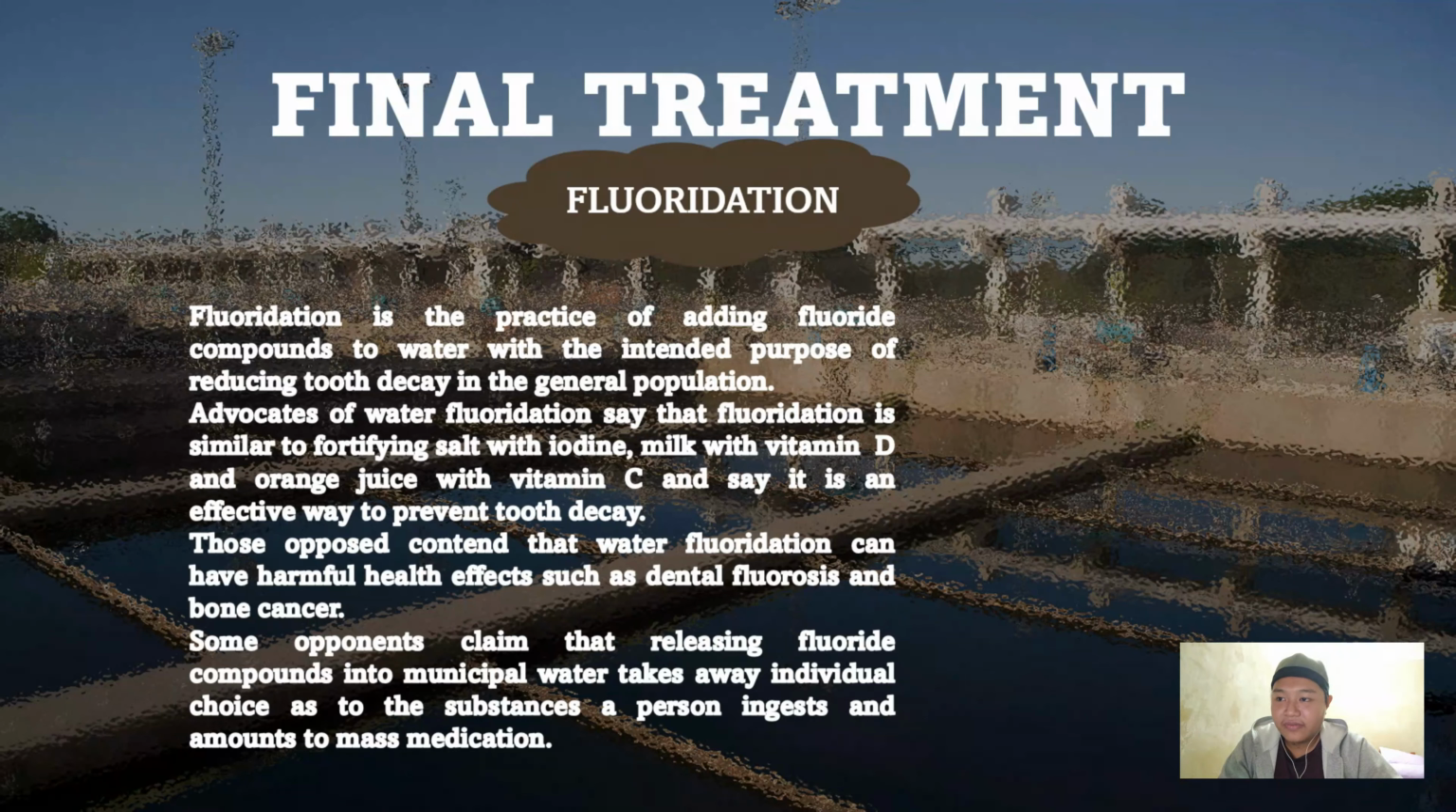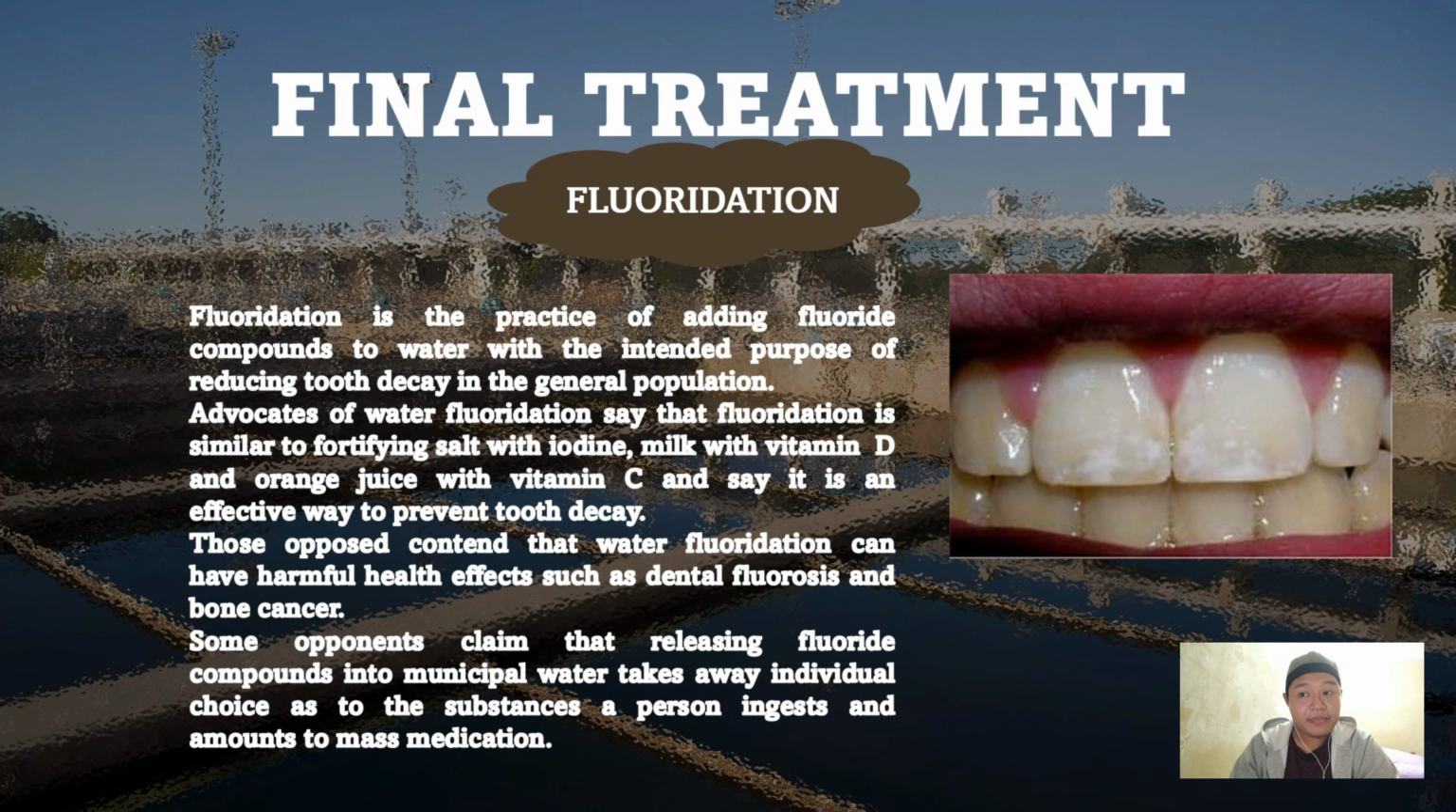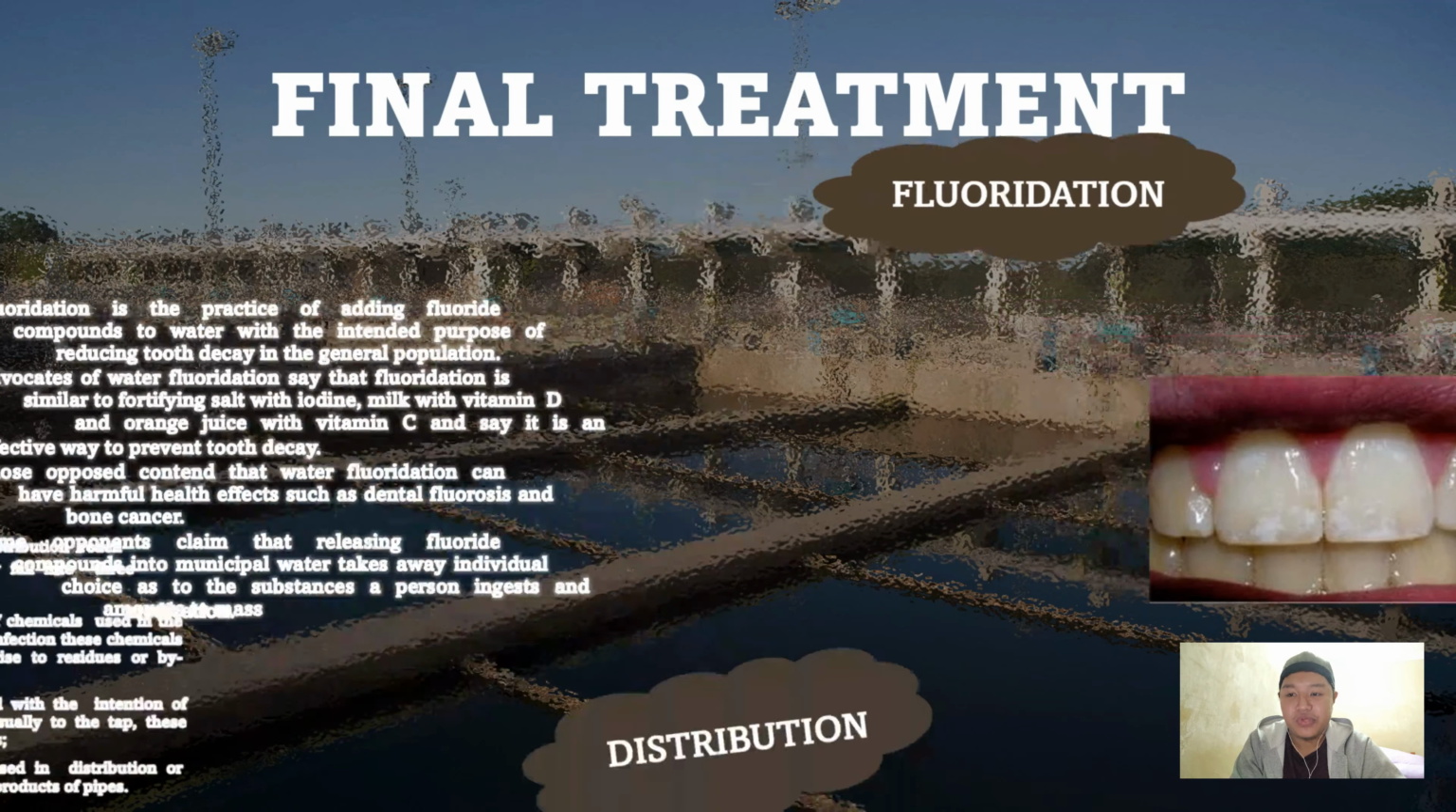In fluoridation, adding fluoride compound to water is to reduce tooth decay in the general population. However, there is a claim that water fluoridation brings dental fluorosis, as you see. In order to avoid this problem, the level of fluoride needs to be monitored so as not to exceed its recommended content. Based on the drinking water quality standard for Malaysia, it is advisable to keep it between 0.4 to 0.6 milligram per liter. And the last step would be distribution.